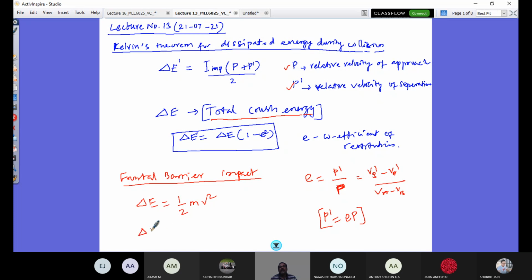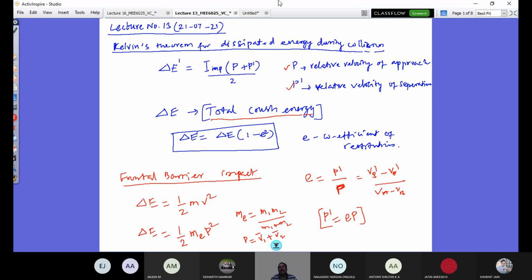And if we have that, you would be able to write this total crush energy as half into effective mass into P square. What is the effective mass here? If two vehicles are colliding, M1 and M2, then it is M1 M2 by M1 plus M2, and that is the effective mass you can put. What is P here? P is the relative velocity, V1 plus V2.